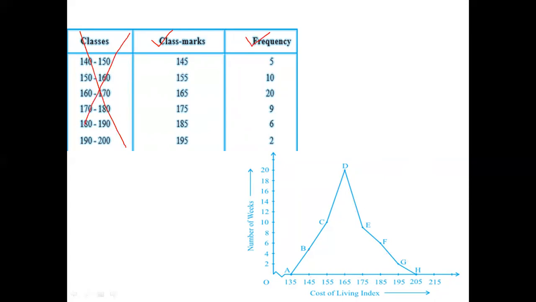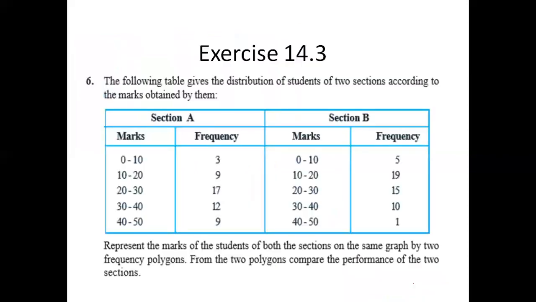Okay, children? And we need to have a preceding and a succeeding class. Why? So that we can have that area equal to the area of the histogram. Okay, so you need to remember. So here it will be 145, so you need to subtract 10 from that and you get 135, and here 195 you need to add 10 and you get 205. This way you need to construct a frequency polygon in the absence of a histogram.